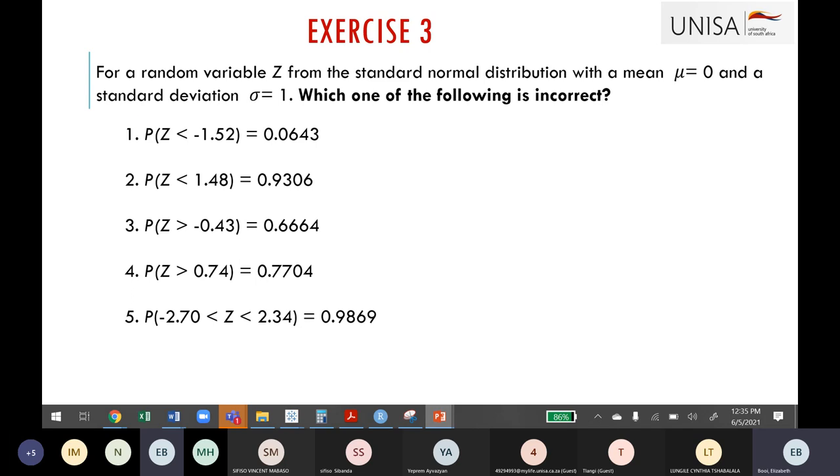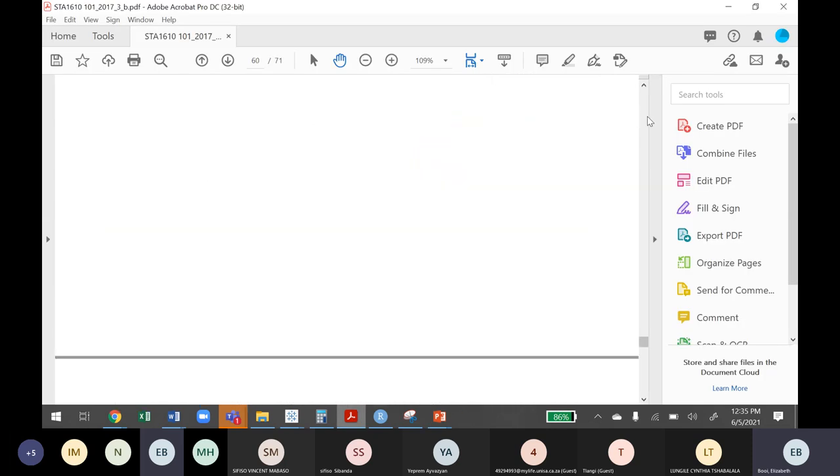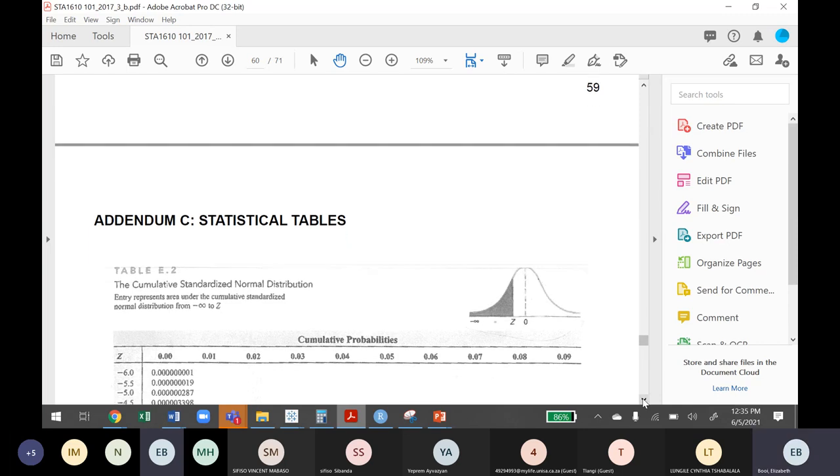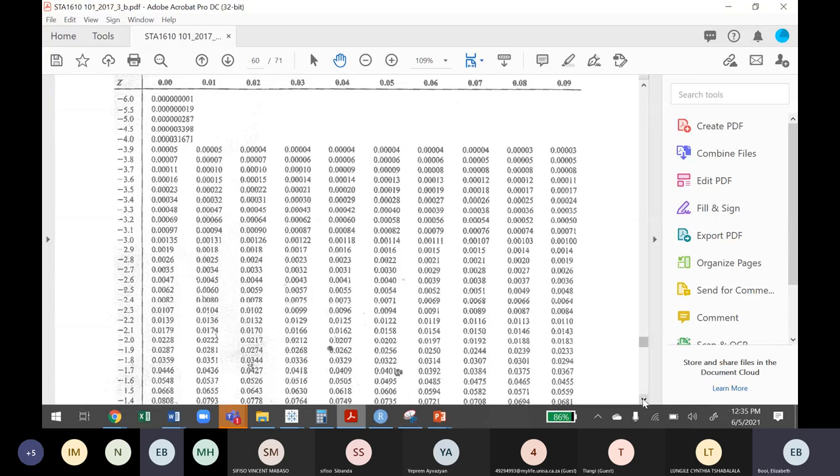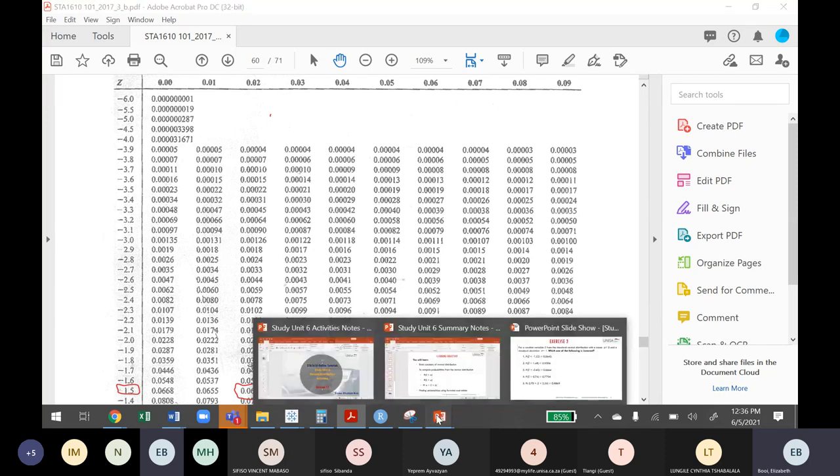So the first one, which says the probability of Z less than minus 1.52. So we need to go to the Z table and go to the negative side of the Z table. Remember, it says it's negative 1.52, so we don't have to calculate the Z values here. We are given the Z. So we just use the table. We look for 1.5. It is right here at the bottom. And we look for 2. It's in this column. Sorry, 2 is in this column. And that probability is 0.0643.